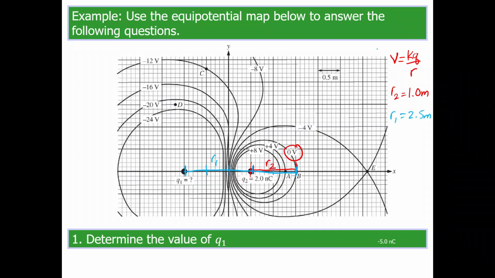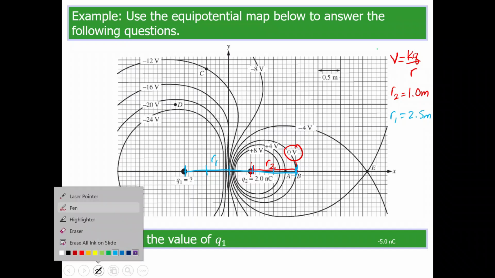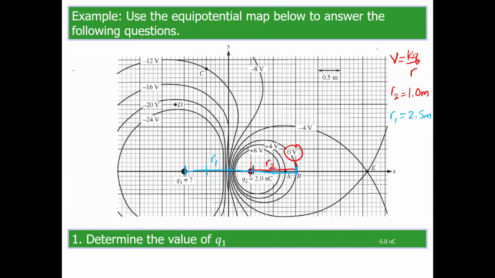And then Q2 is known, but Q1 is not. So what I'm going to do is use my information to write a potential equation. So the potential at B is going to be the sum of the potential due to charge 1 plus the potential due to charge 2 at that point. But that's equal to 0 because point B is on the 0 potential line.